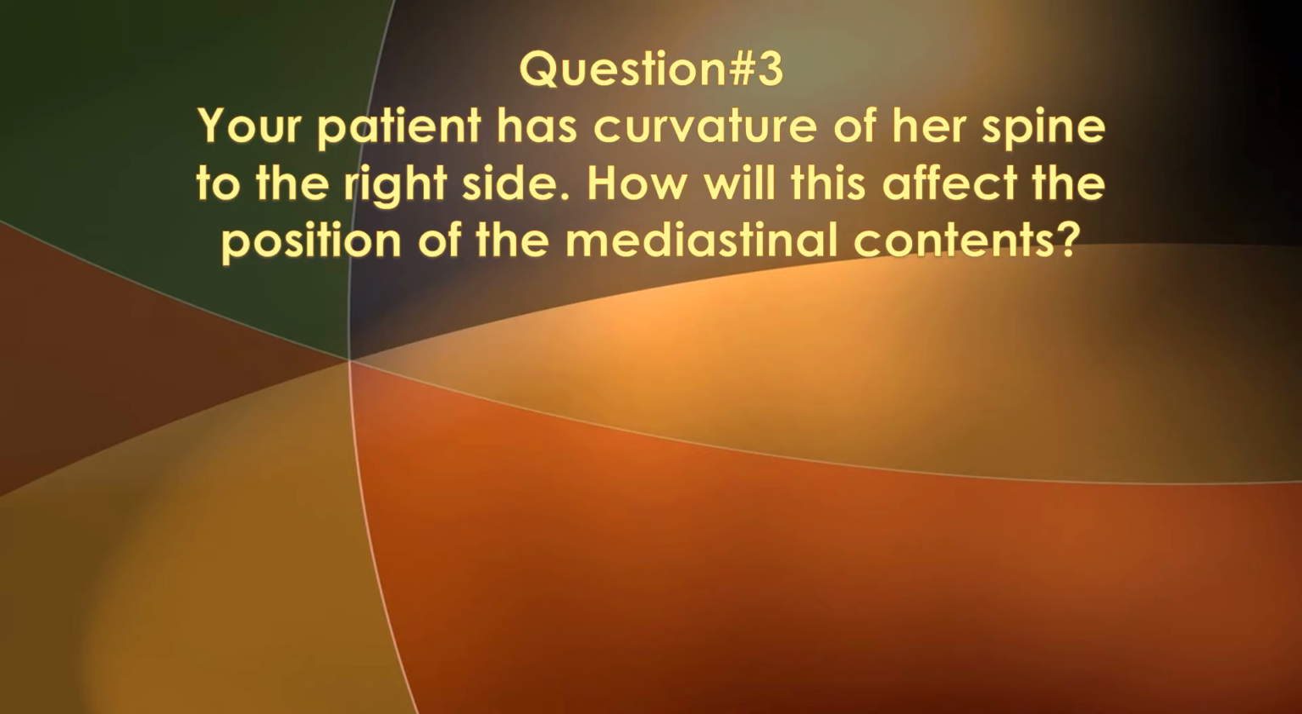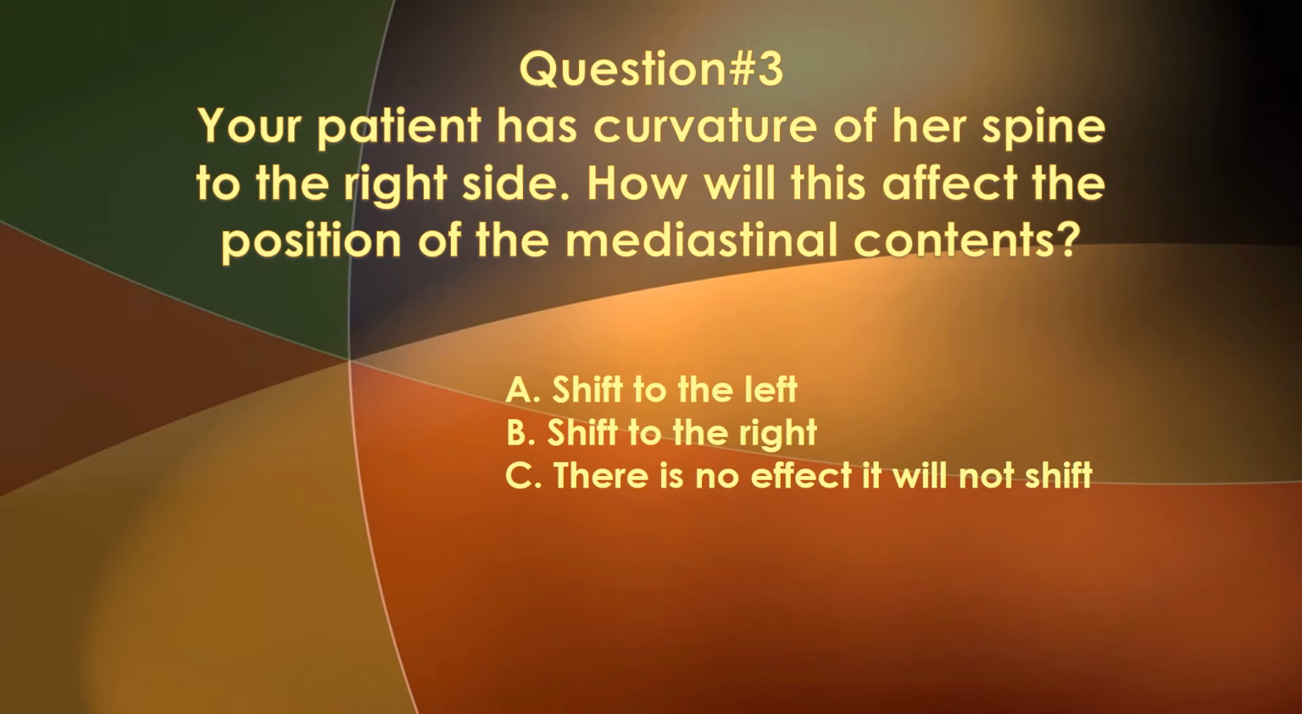Question number 3. Your patient has curvature of her spine to the right side. How will this affect the position of the mediastinal contents? A. Shift to the left, B. Shift to the right, or C. There is no effect, it will not shift? The answer is B. Remember that the mediastinal will shift to whichever side the curvature is located.